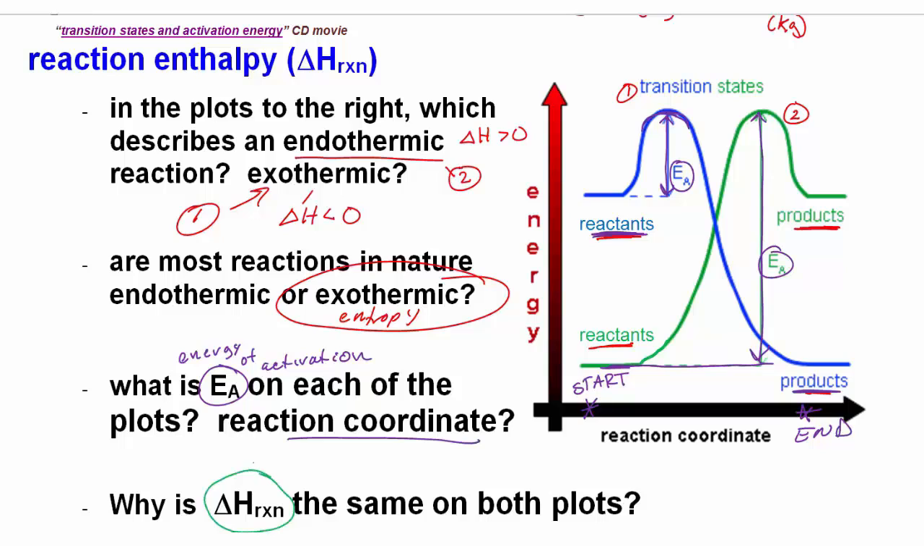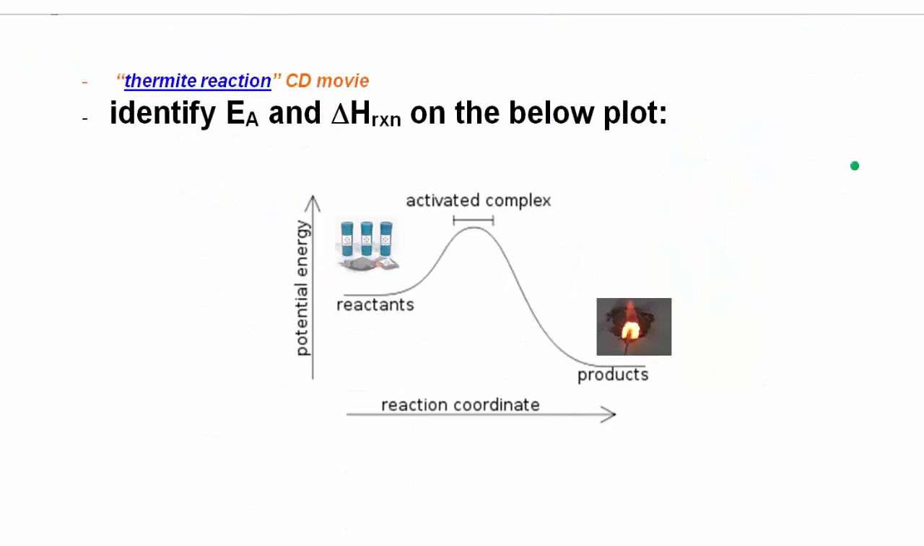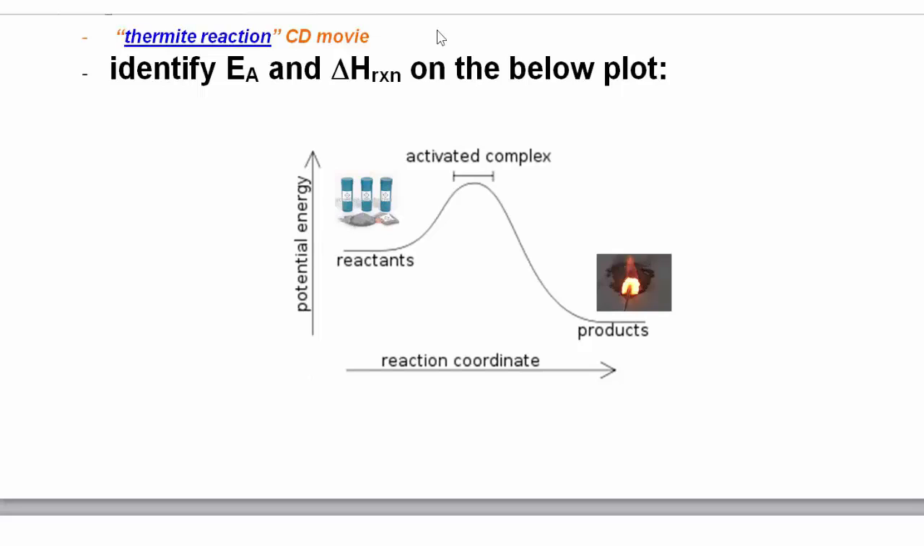Why is the enthalpy of reaction the same on both plots? I think it's important to sketch in this enthalpy of reaction. If we look at reaction 1, there's our enthalpy of reaction. It's the energy difference between the reactants and the products. For reaction 2, the energy difference between the reactants and the products is right here. They have the same change in enthalpy because the energy difference between the reactants and the products is the same. Check out this thermite reaction movie, then we'll answer some questions.